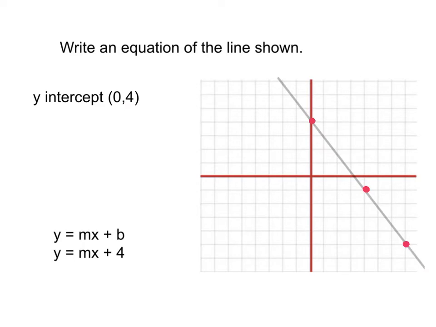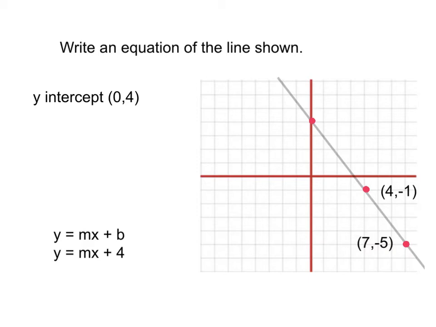So since I have my y-intercept, I can rewrite my slope-intercept form, y equals mx plus b, m being the slope, where b is my y-intercept, and replace the b with the value of 4. Next step is to locate the points. My first point is 4 on the x-axis, negative 1 on the y-axis. My second is 1, 2, 3, 4, 5 down the y-axis, and 1, 2, 3, 4, 5, 6, 7 on the x-axis, so it gives me the coordinates 7, negative 5.